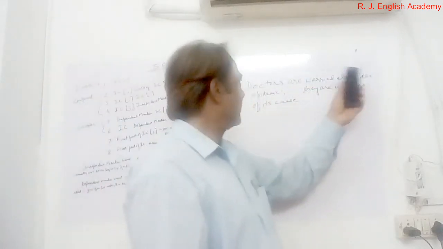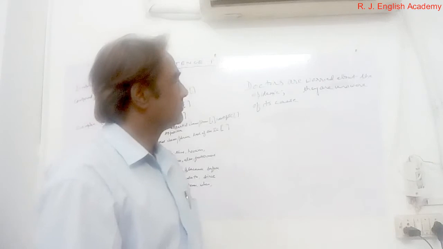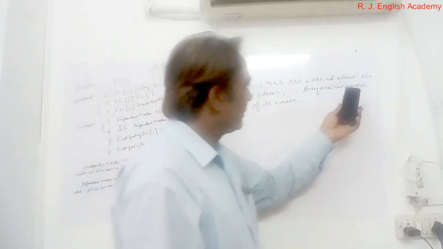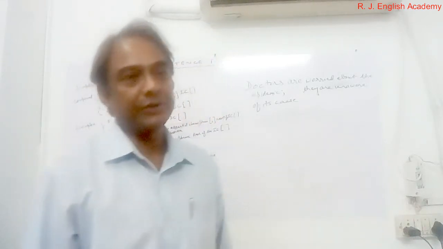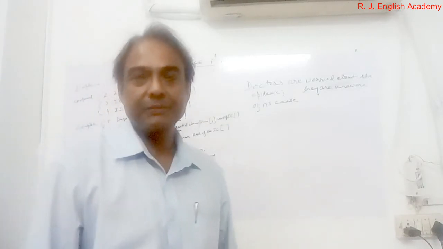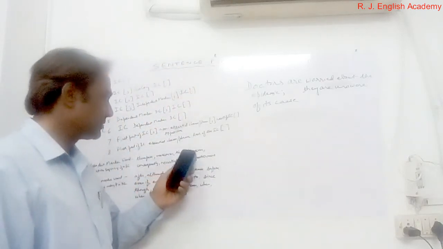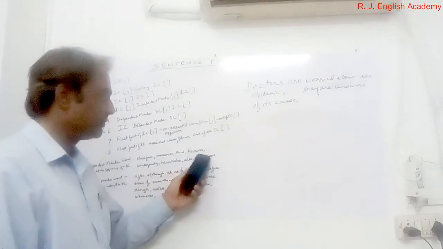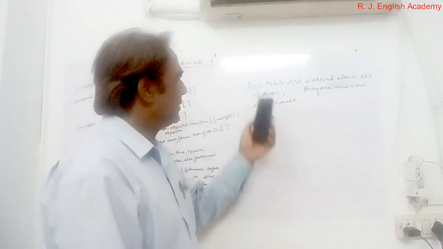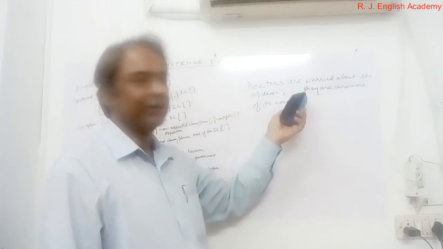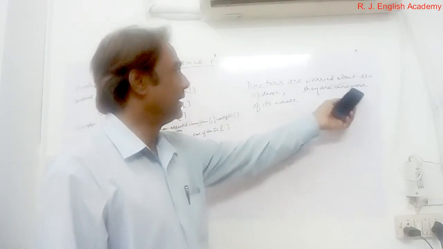So, doctors are worried about the epidemic. However, they are unaware of its cause. Or moreover, they are unaware of its cause. Nevertheless, they are unaware of its cause. Therefore, moreover, thus, however, consequently, nevertheless, also, furthermore. These are the independent marker words. So you can add any independent marker word. Let us say doctors are worried about the epidemic. However, or moreover, or nevertheless, they are unsure or unaware of its cause.